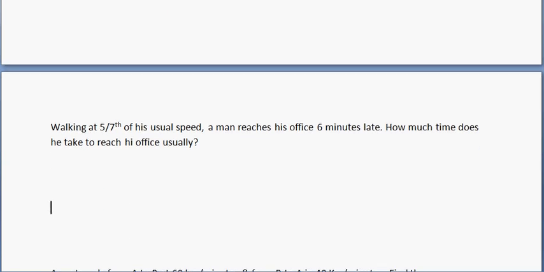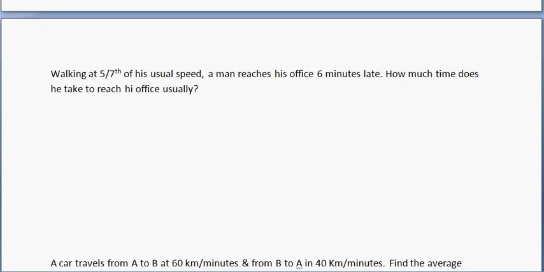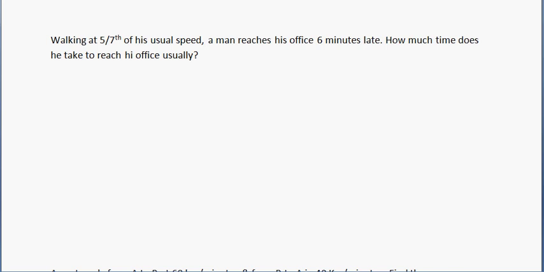Here I would like to introduce a very important concept, so just be very careful about it. Walking at 5/6 of his usual speed, a man reaches his office 6 minutes late. How much time does it take to reach his office usually?